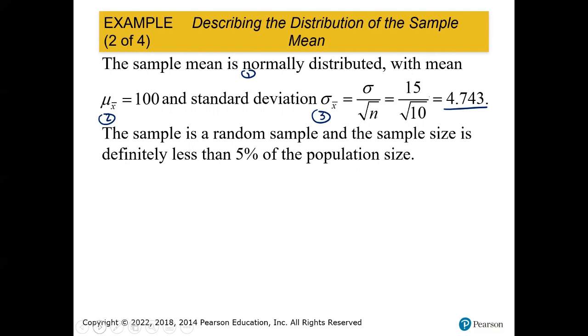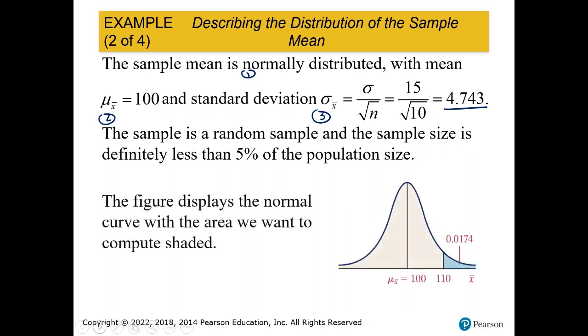Other things you want to check: is the sample size less than 5% of the population size? Okay, a sample of 10 dealing with the entire United States population clearly is not more than 5% of the population. And then we're going to have a normal curve. What we're going to do is go to StatCrunch to calculate this. So our mean is 100. We want to find greater than 110. And we're going to use that process that we used last chapter in going to the normal calculator, typing in my mean and standard deviation, and it's going to give me my probability.